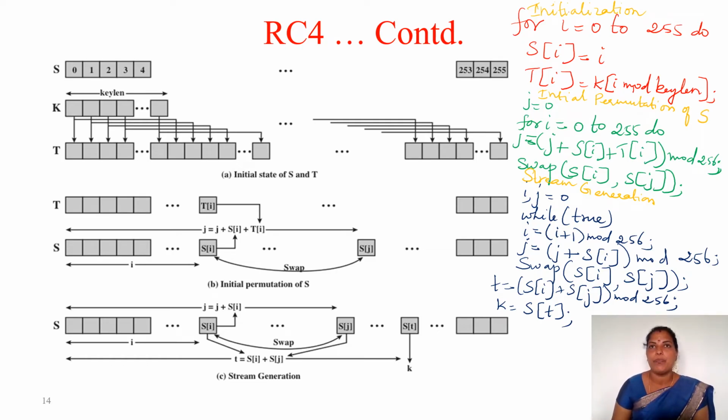In order to provide more security, we give this permutation operation. This is about RC4. Mainly this RC4 is used in the RSA algorithm. While discussing the RSA algorithm, let us see how RC4 is applied in it.